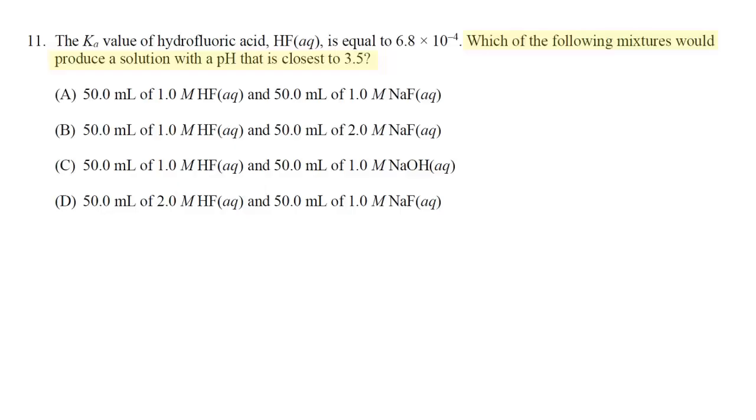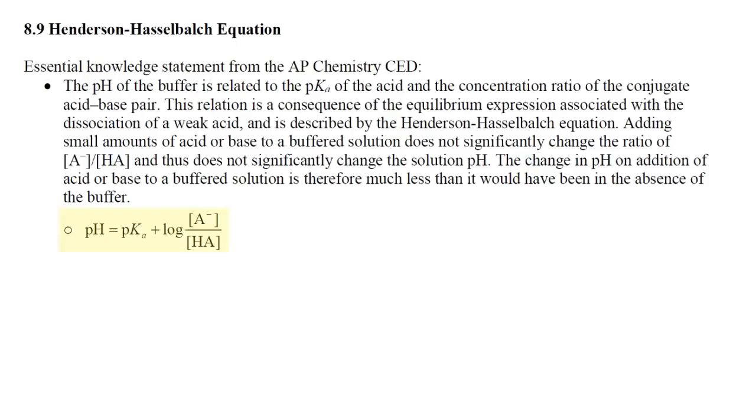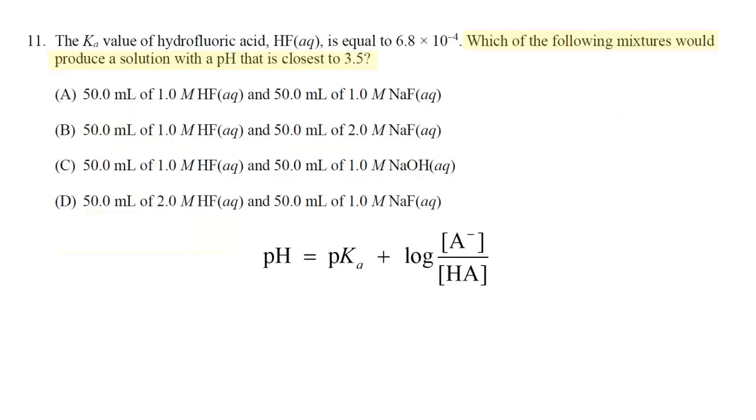milliliters of either sodium fluoride or sodium hydroxide. So question 11 falls under topic 8.9, the Henderson-Hasselbalch equation. You can see that the equation is listed here on this slide, and what I'm going to do is replace the HA and the A minus with the specific formula hydrofluoric acid, HF, and then its conjugate base would be the fluoride ion, F minus.